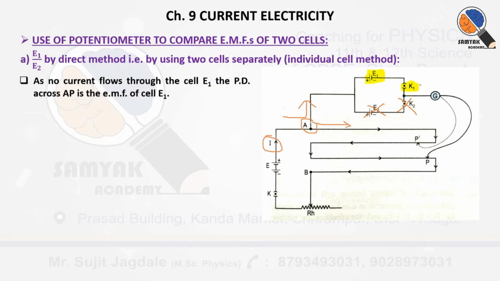Now here by using jockey we are going to obtain the balancing point D. That means the point at which the galvanometer shows the zero deflection. So we are going to start with point A.